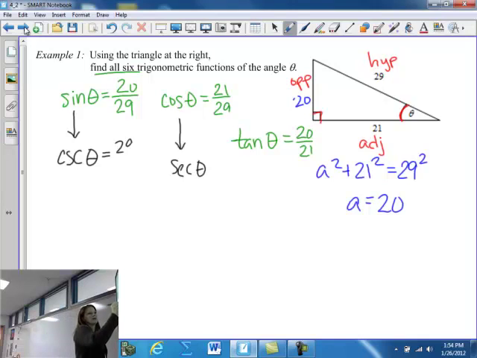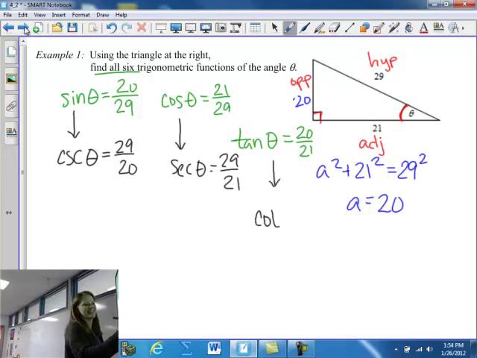So this would be 29 over 20. That's cheating. Flip it over. 29 over 21. Flip it over. And then we have the cotangent of theta would be? 21 over 20. Bam. You're done, and your arm hurts because you wrote a lot.